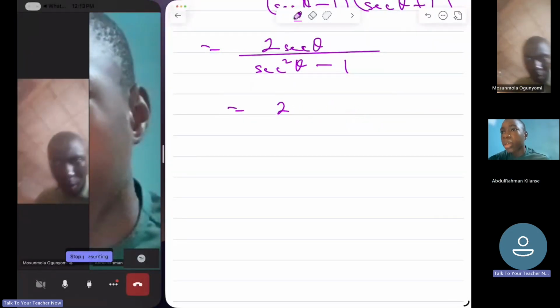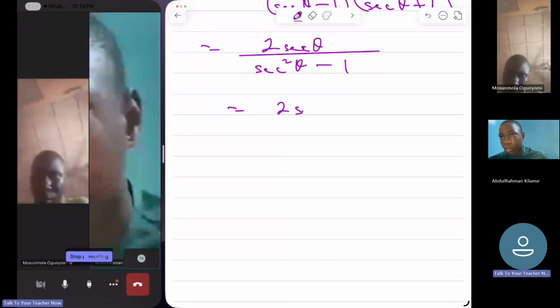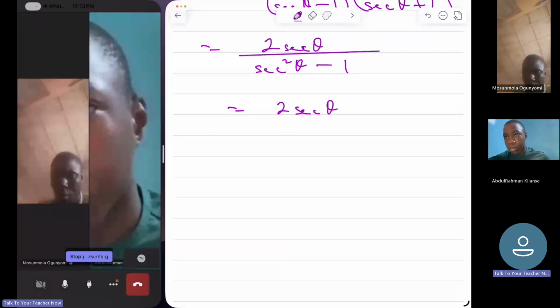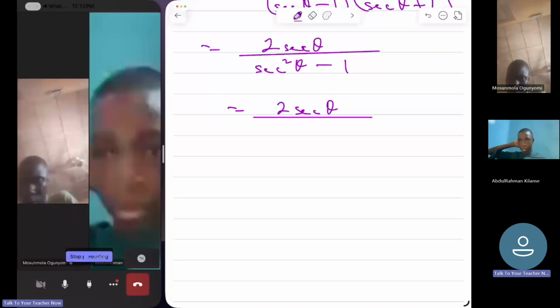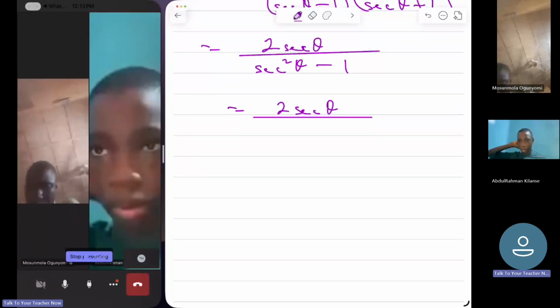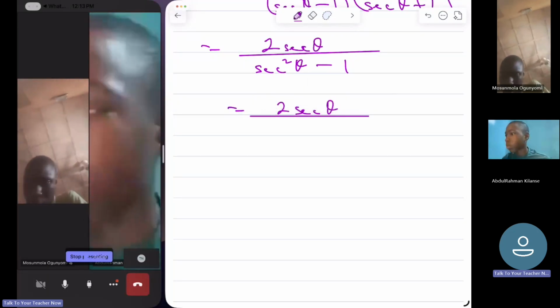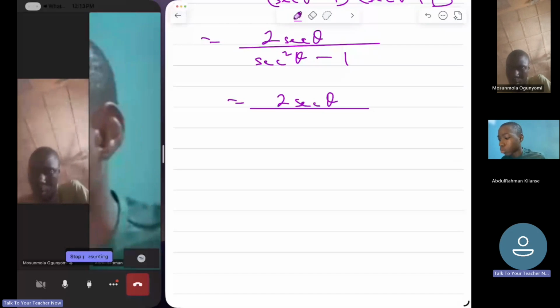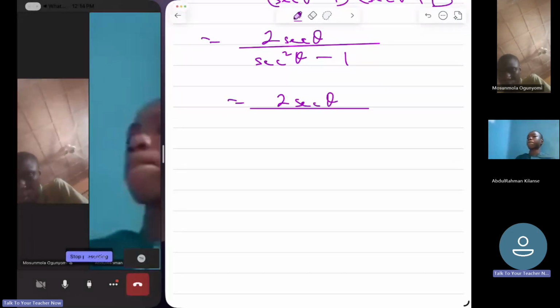Before we go to that, let's write what this denominator represents first. What does that denominator represent? What identity represents sec square theta minus 1? I understand what you're saying, but let's do that. Let's find an identity for sec square theta minus 1 first. What identity does that represent?